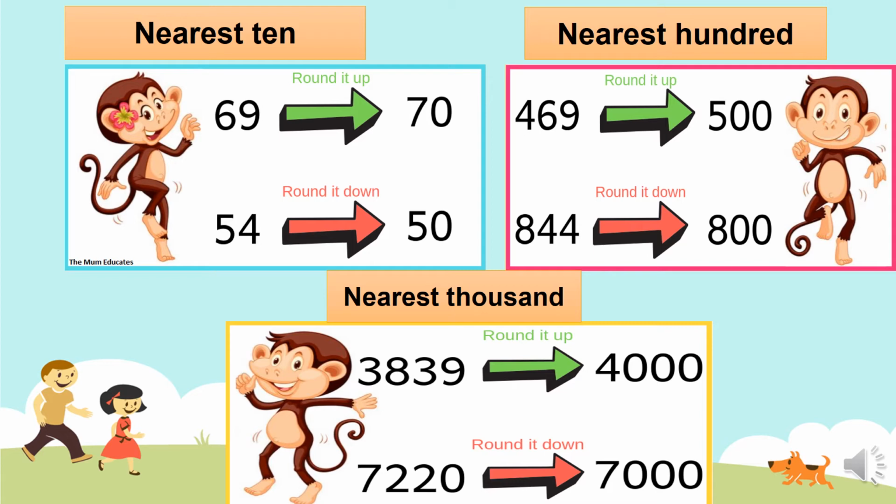Then let's come to another example. Now we are going to round the numbers to the nearest 1000.